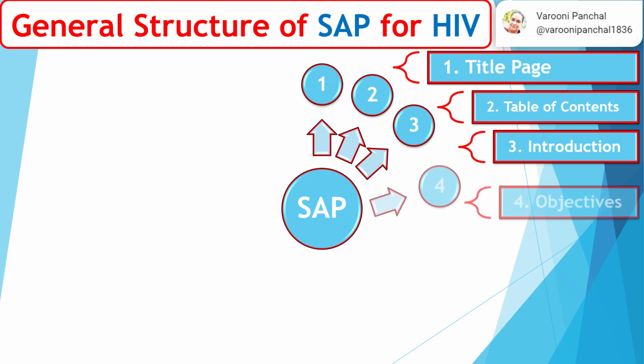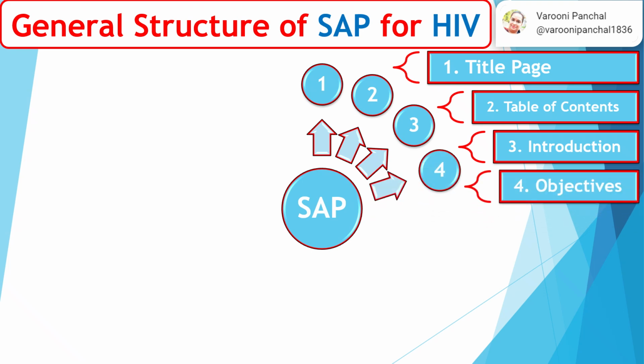Number 4. Study objectives. Primary objective: to assess the efficacy of drug X in reducing HIV viral load at week 24. Secondary objectives: to assess the safety and tolerability of drug X over 48 weeks. To evaluate changes in CD4 plus cell counts. To assess quality of life using the Quality of Life Scale.